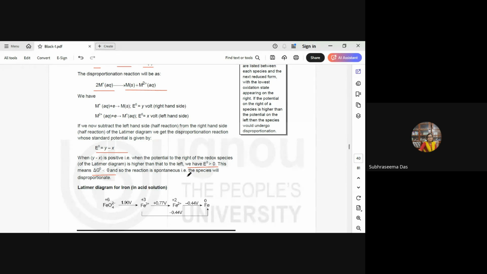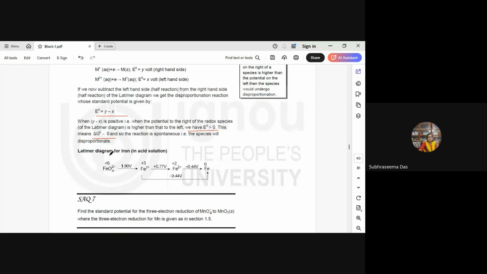That is, the reaction is spontaneous in nature and the species will disproportionate. Like here, for this example, the Latimer diagram for iron in acid solution has been given.